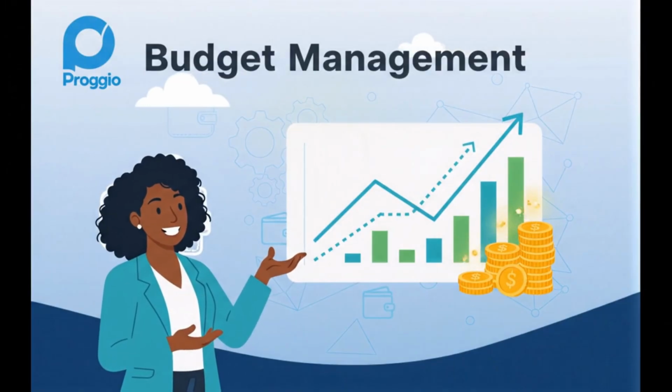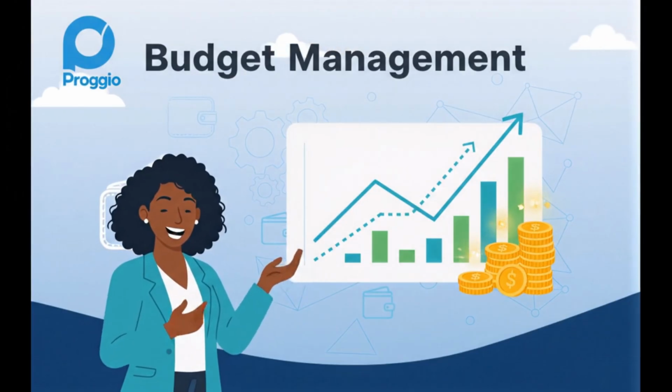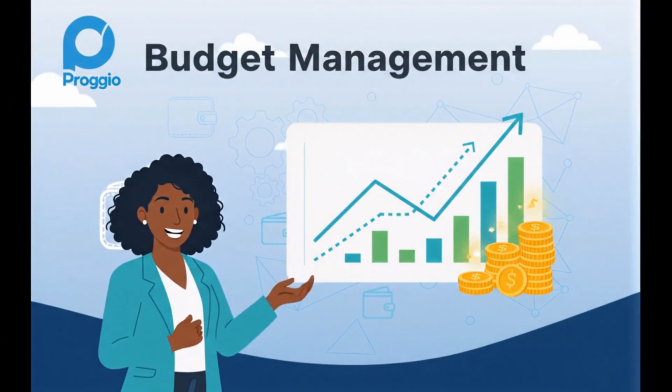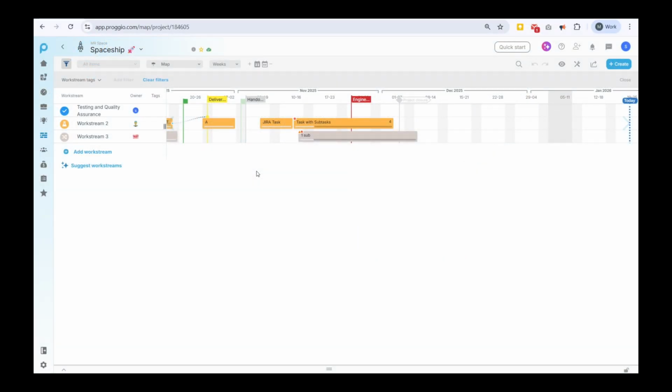If you're managing projects without visibility into costs, you're flying blind. Proggio attaches budget directly to your tasks, so you see real-time spending at every level, from individual tasks up to your entire portfolio. Let's start with Setup.